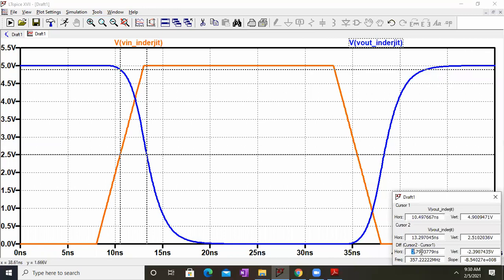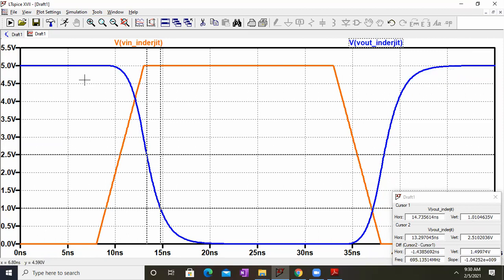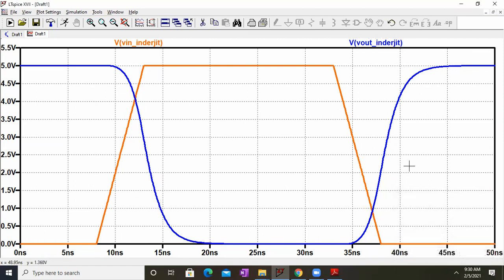Okay, so this might not be accurate, this is not exactly 2.5 volts. This should be exactly equal to 2.5, and it's very difficult to adjust. And similarly at the output side also, for low to high propagation delay. So instead, we will write a few statements which will make our life very, very simpler.